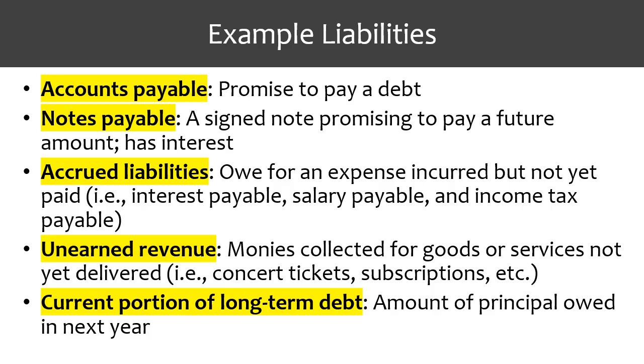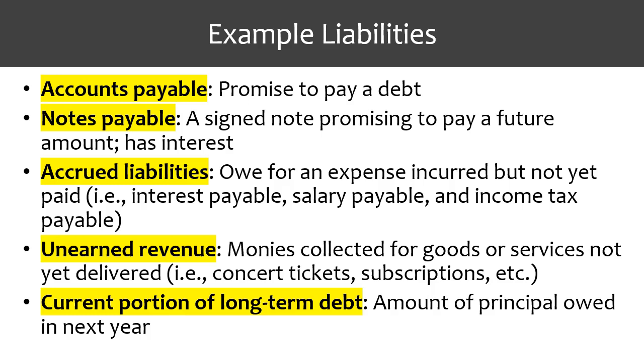Accrued liabilities are another liability. Accrued liabilities are owed for an expense incurred but not yet paid. For example, we might owe interest that we have not paid yet. Similarly, we may owe salaries to employees who have earned the pay but have not yet been paid. Income taxes can also be a liability if we have not yet paid the taxes on income we have earned.